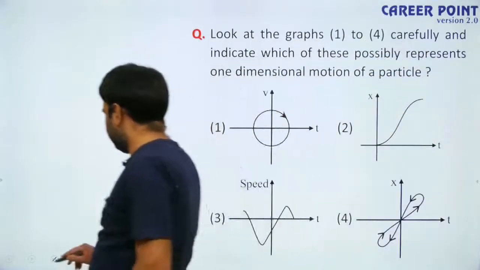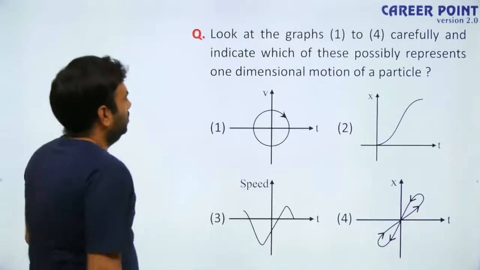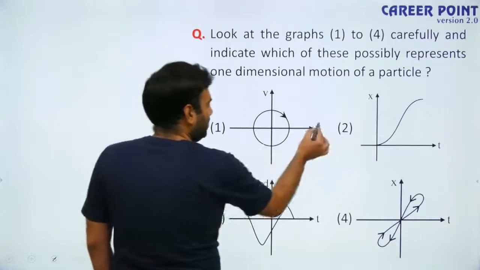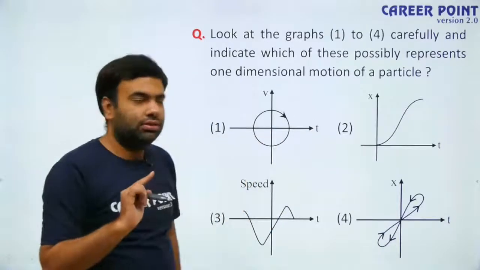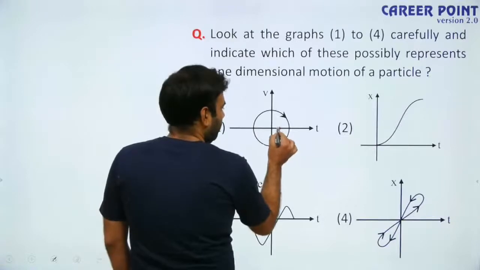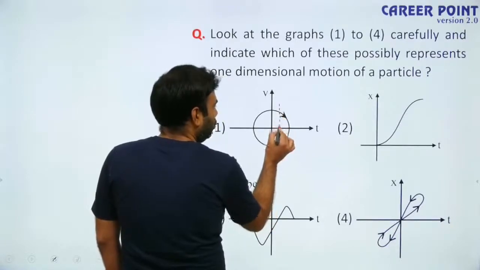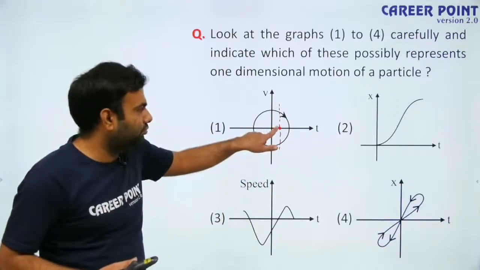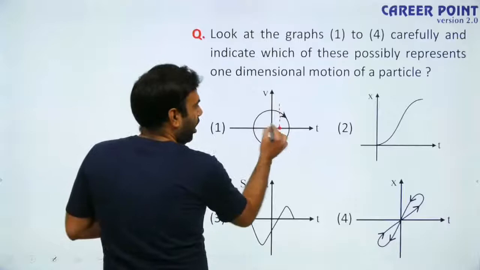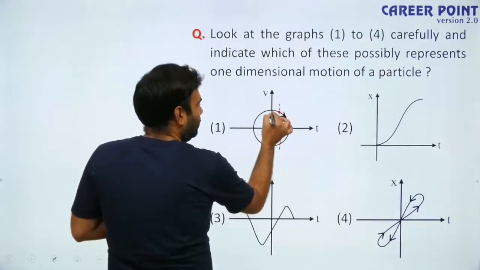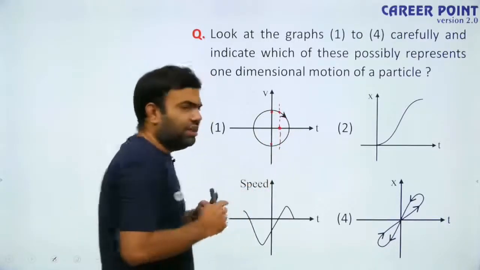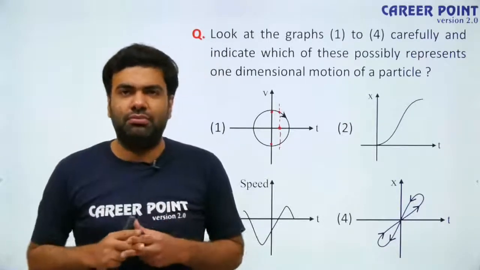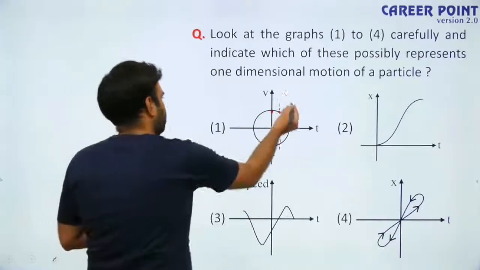Now, see, the first graph is a velocity time graph. Whenever there is time, you should see whether the graph is giving two values at a particular time. At this instant of time, according to this given graph, I have two velocities. Is it possible for a particle to have two velocities at a particular instant of time? No. So this graph is not possible.